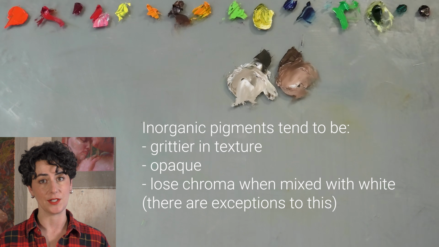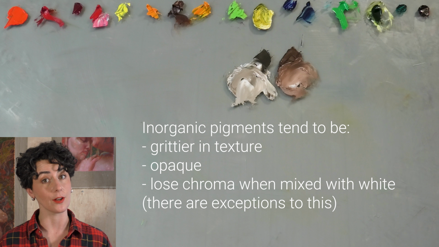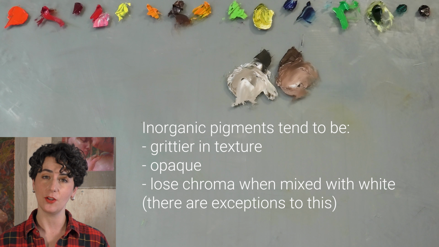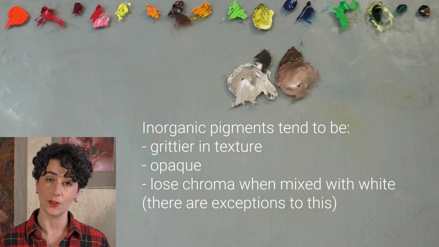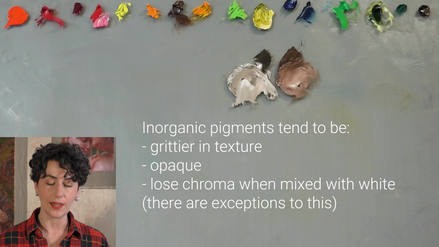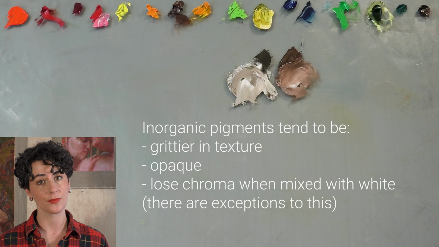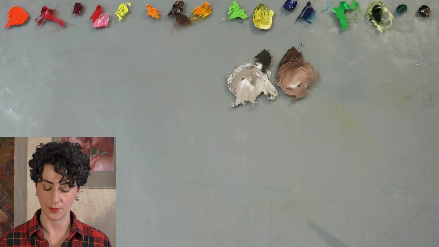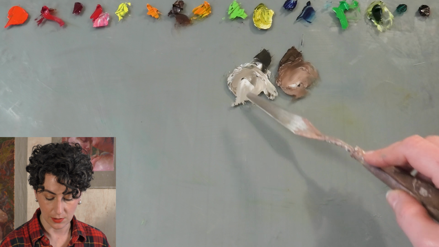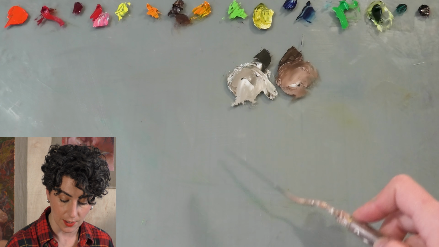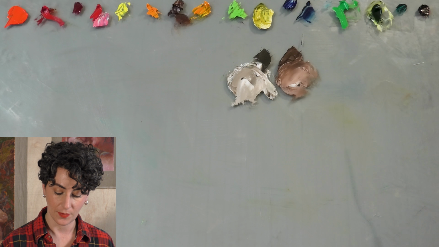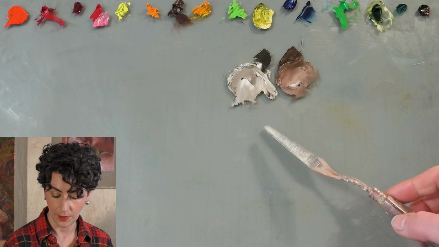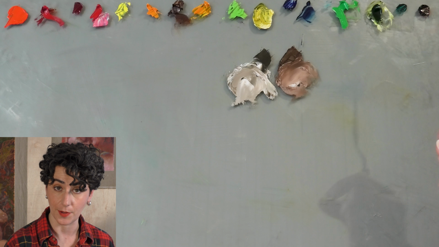Generally, inorganic materials, those from the earth that are the actual substance, tend to be grittier. Like you can actually feel the particles because they're much bigger. They tend to be opaque, and they tend to lose their chroma really easily when mixed with white. So take a look at both of these colors that I've mixed with white, the red umber and the raw umber. Look at how the white has really brought down the chroma. So it's quite a bit grayer than the pure pigment.